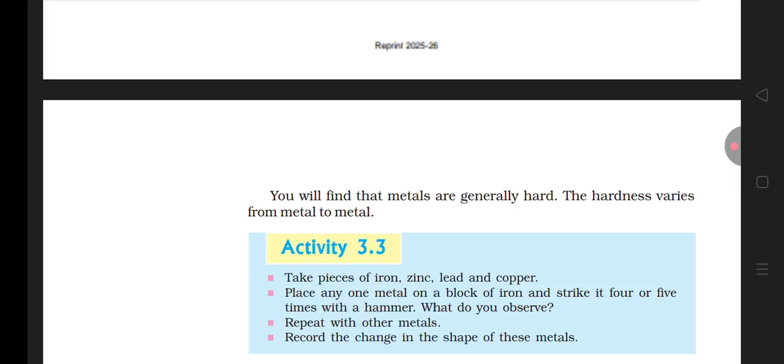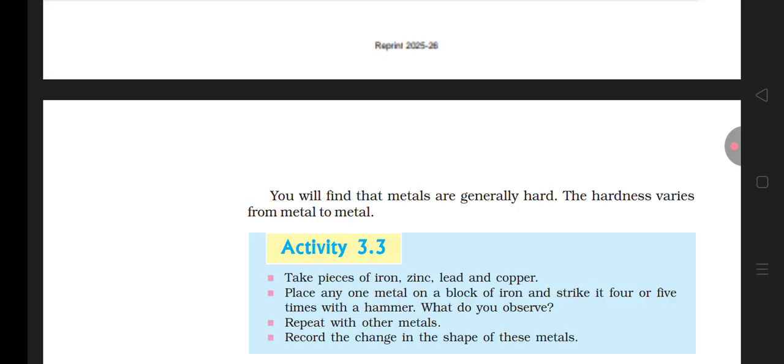Now the next is activity 3.3. Take pieces of iron, zinc, lead and copper. Place any one metal on the block of iron and strike it four or five times with a hammer. What do you observe? Repeat it with the other metals. Record the change in the shape of these metals. You will find that some metals can be beaten into thin sheets. This property is called malleability.